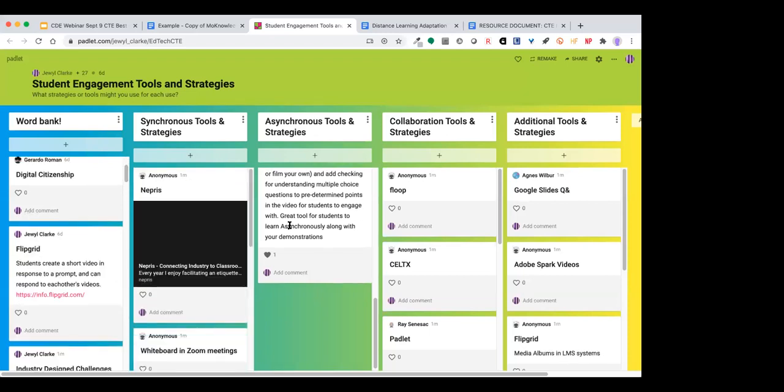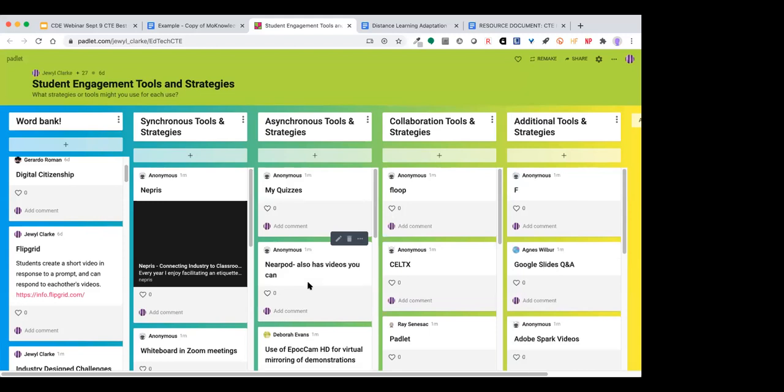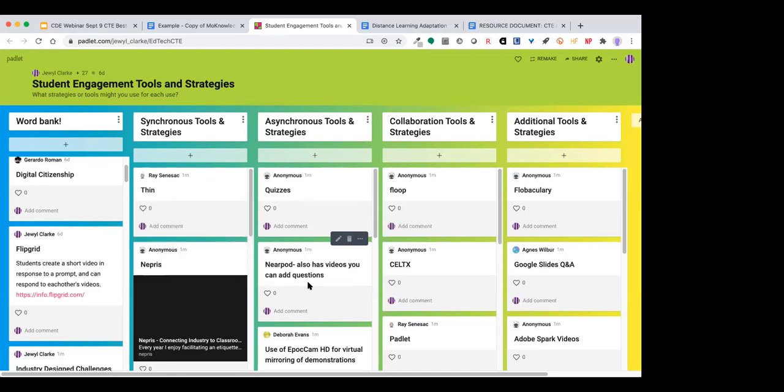And Jewel, I saw somebody put in the Google Padlet thing that I was trying to remember. It's Jamboard. I should have remembered that. I knew that. So Jamboard is the Google extension version, I believe.